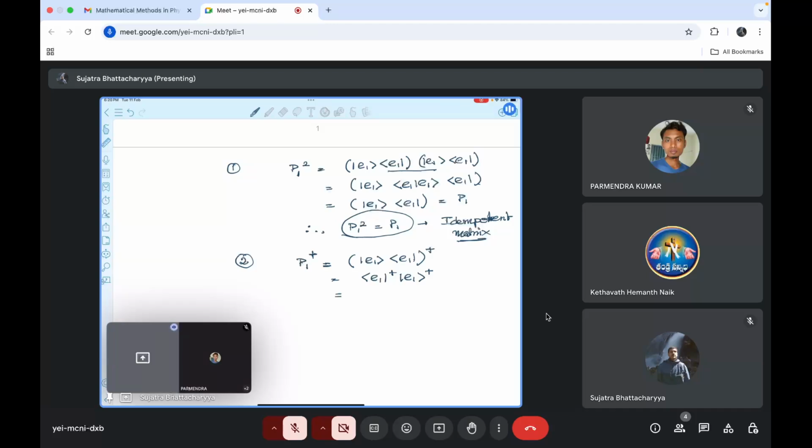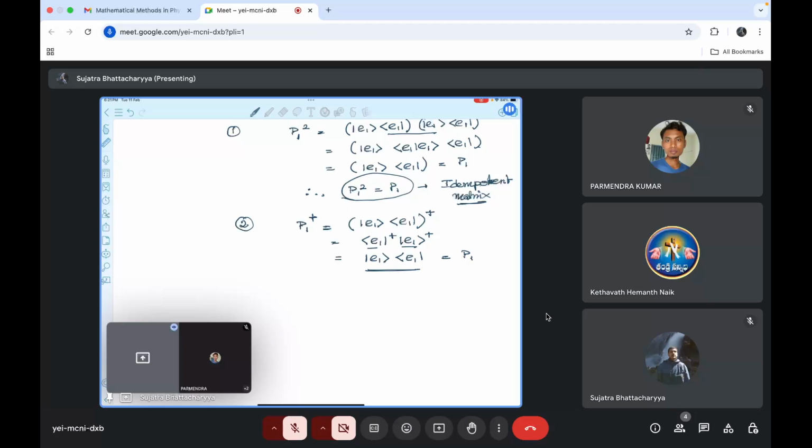The interesting thing is that E1 dagger, this is in the bra notation, you can easily transform it into the ket notation like this immediately. Whereas this one can be transformed into the bra notation. Because of this dagger, I have removed the dagger, you come to this particular form. So what is this? This is nothing but again P1. So not only is it an idempotent matrix, which we have seen, but it is also Hermitian.